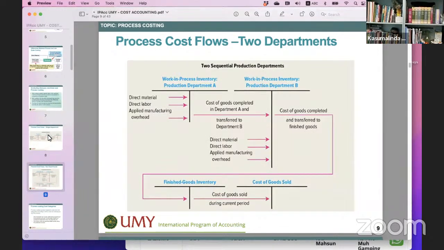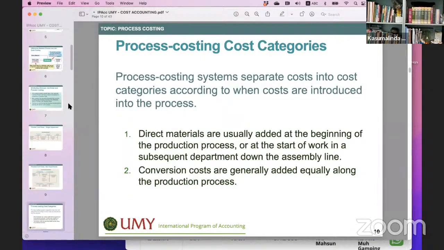Okay, for one department and also 2 departments, before we go into detail on how we calculate the product cost using process costing under 2 different methods, weighted average method and also FIFO method. Okay.